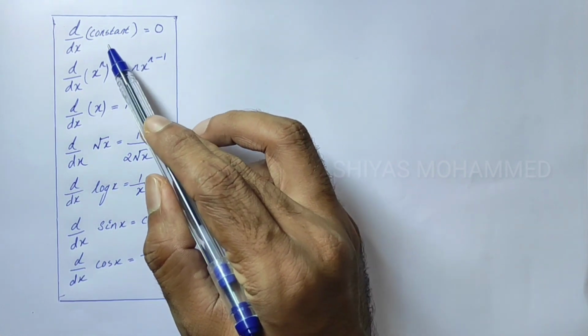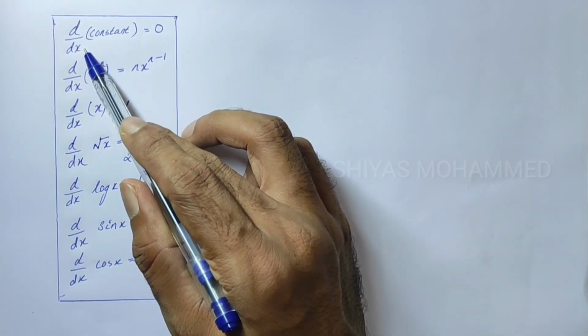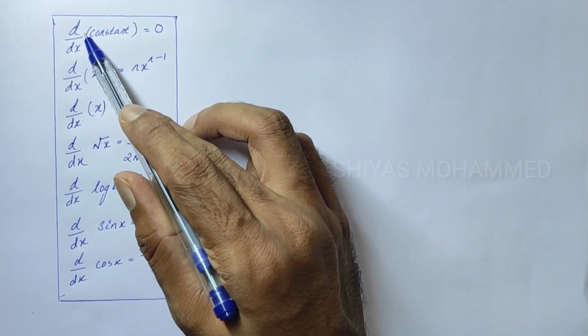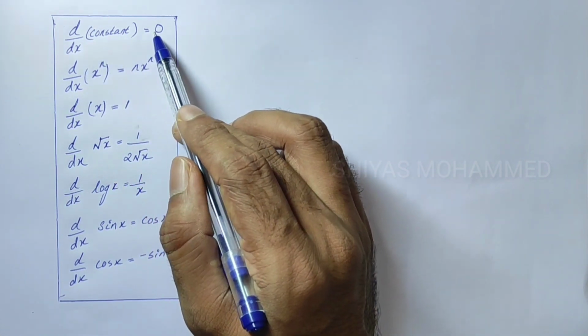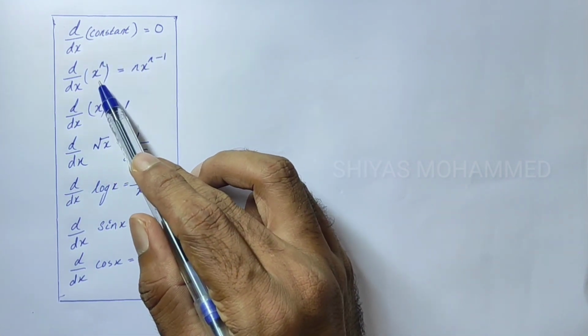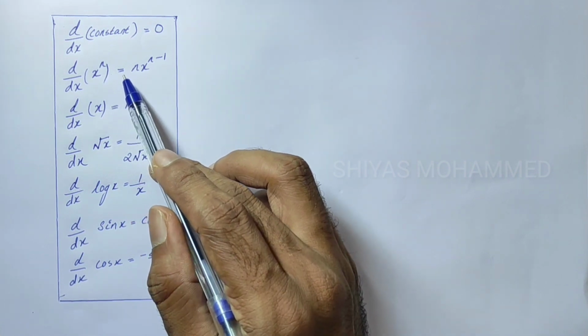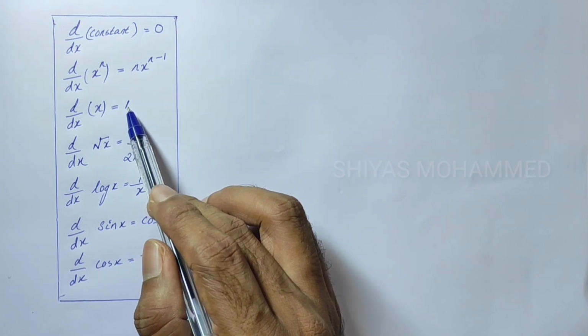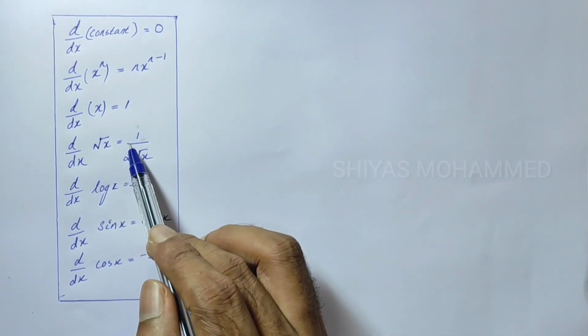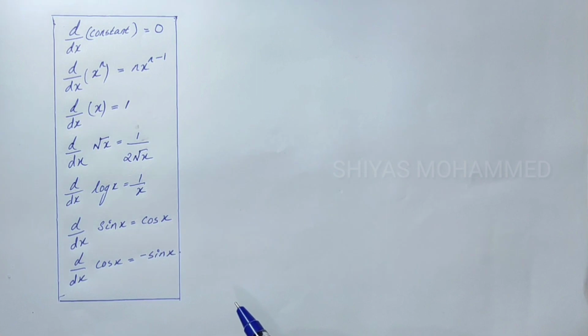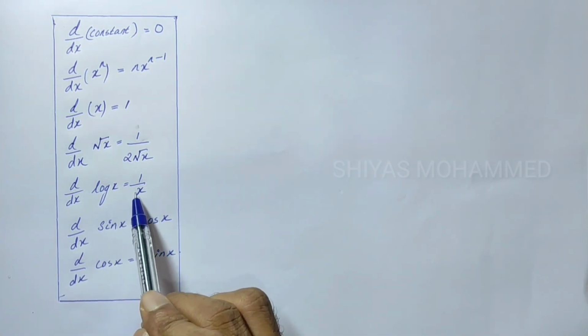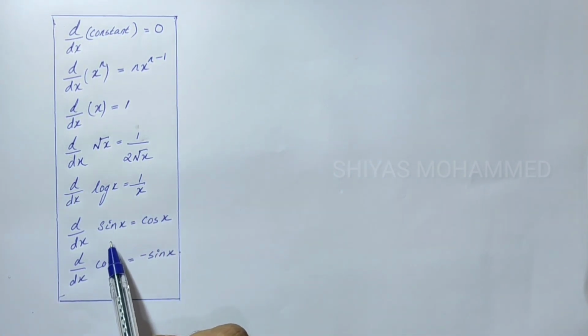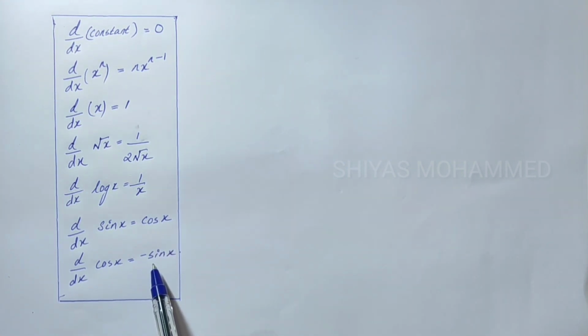The first one is the derivative of a constant, d by dx, which means that with respect to x, the derivative of a constant will always be 0. Derivative of x to the power n is equal to n x raised to n minus 1. Derivative of x is equal to 1. Derivative of root x is equal to 1 divided by 2 root x. Derivative of log x is equal to 1 by x. Derivative of sin x is equal to cos x. Derivative of cos x is equal to minus sin x. So we can discuss them one by one.